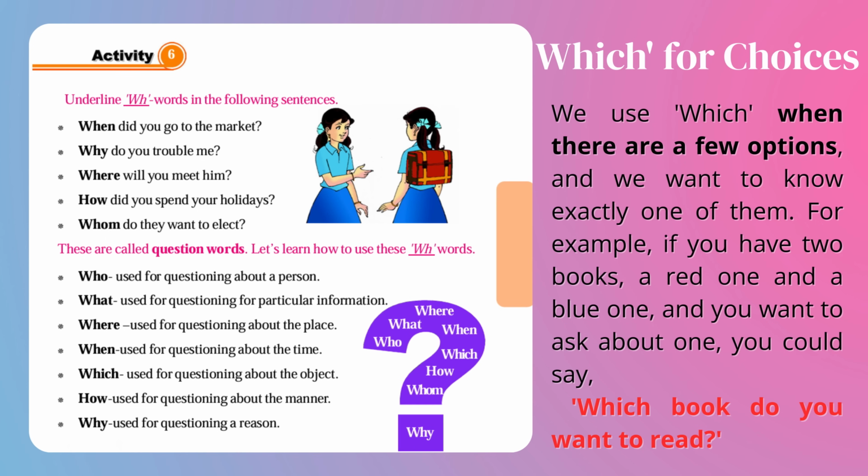Next one is which. Which for choices. Moving on, which is used for questioning about a specific object from a choice. We use which when there are a few options and we want to know exactly one of them. For example, if you have two books, a red one and a blue one, and you want to ask about one, you could say, which book do you want to read? The answer would be the red book or the blue book.